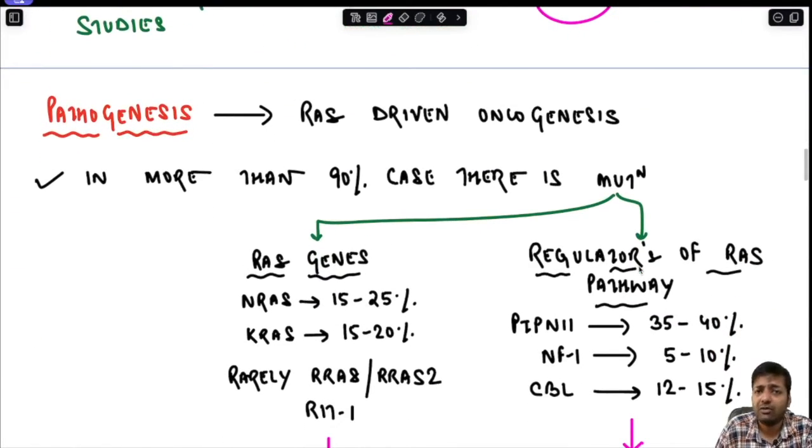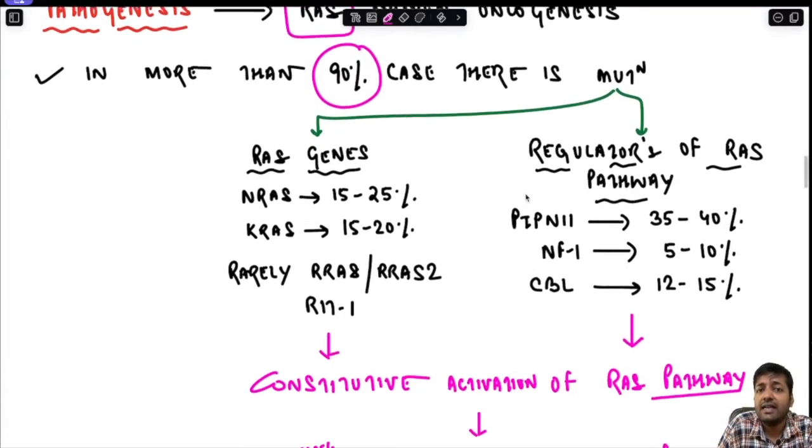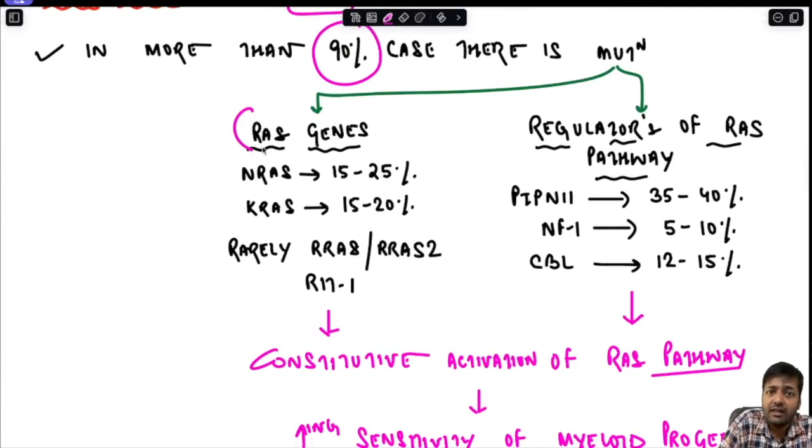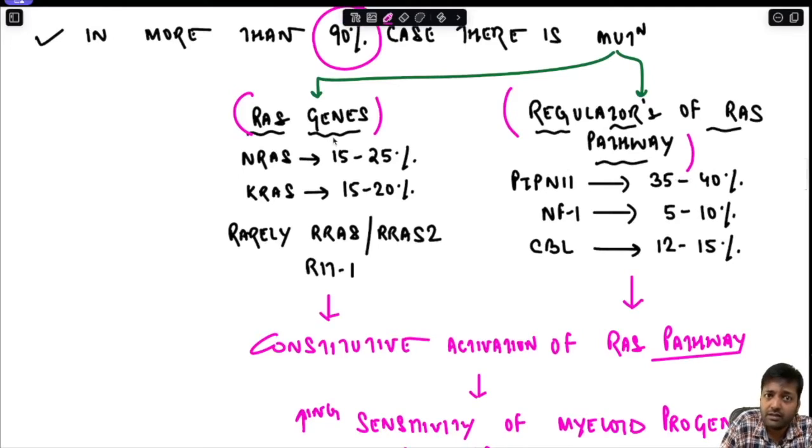Now if you look at the pathogenesis of JMML, remember it is a RAS driven oncogenesis. In more than 90% of the cases, there is mutation in either the RAS genes or in the regulators of the RAS pathway. So what are the mutations in the RAS gene? I am going to discuss the most important ones. NRAS in 15 to 25% of the cases, KRAS in 15 to 20% of the cases, rarely RRAS, RRAS2 and RIT1. Mutations in these genes are present. These are the RAS genes.